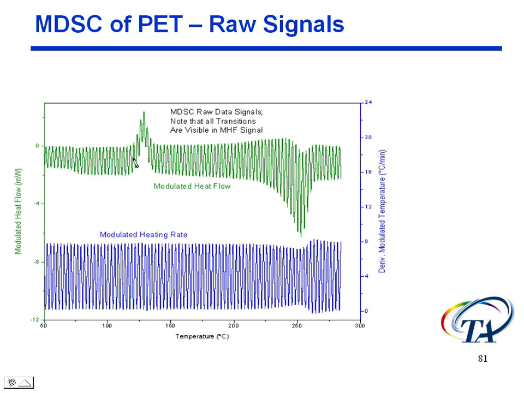So this looks kind of familiar. We saw something look like this earlier. Now, remember, all the transitions are visible in the raw data signals. Also, this is a way to look and say, did I have the heat ISO conditions? Yes, I did. I'm going from 0 to 8 in this case for my modulated heating rate.